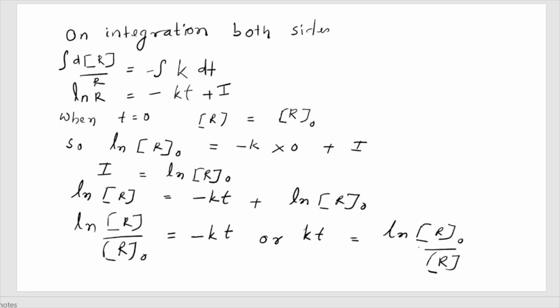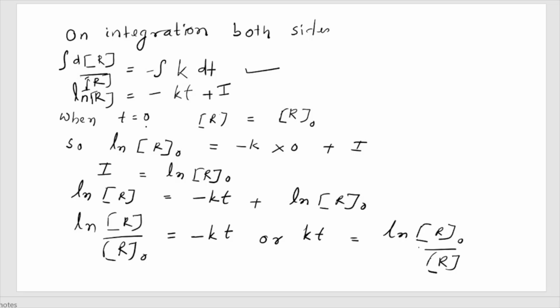So what happens on doing the integration? Here ln[R], where you should put the molar concentration, equals minus kt plus I. I is a constant that is called the integration constant. Are you clear? You read integration in 12th class mathematics. Here you can say the integration of d[R] by [R] equals minus the integration of k dt. Then the value is ln[R] equals minus kt plus I, where I is called the integration constant.